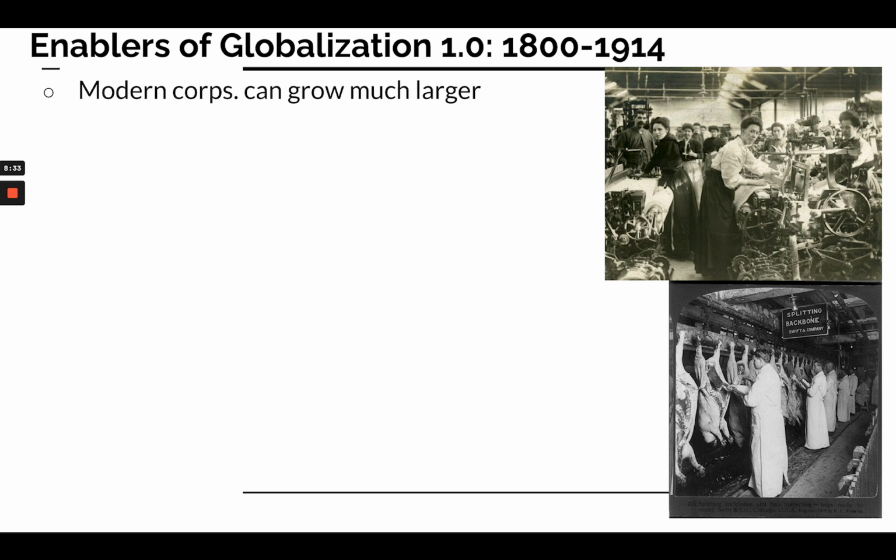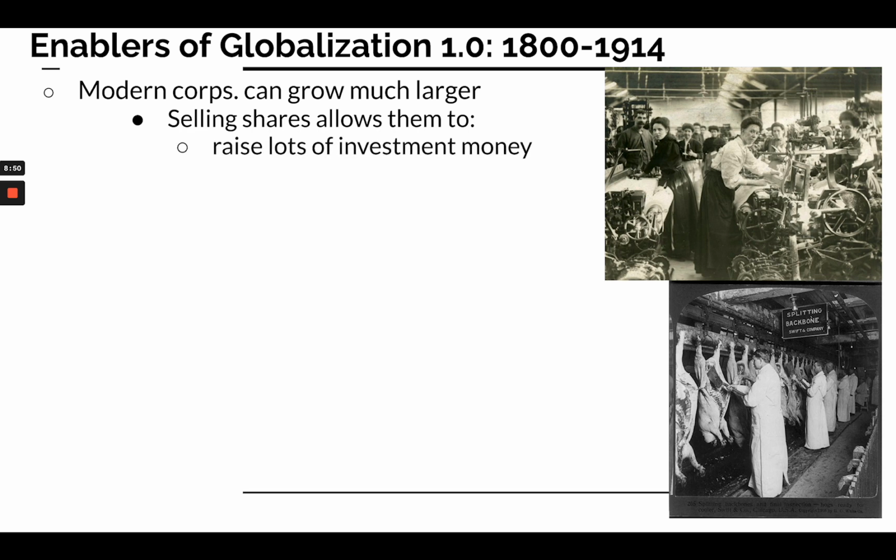Because of this different nature of ownership, modern corporations can get much, much larger, right? Which is why when you think about a corporation, you might think about something that is very large. And this has to do with the ability to sell shares of ownership. This allows them to bring in huge amounts of investment capital or investment money. Because again, they can get an essentially unlimited number of investors from anywhere in the world. So you've got from this a global pool of investors and investment money.